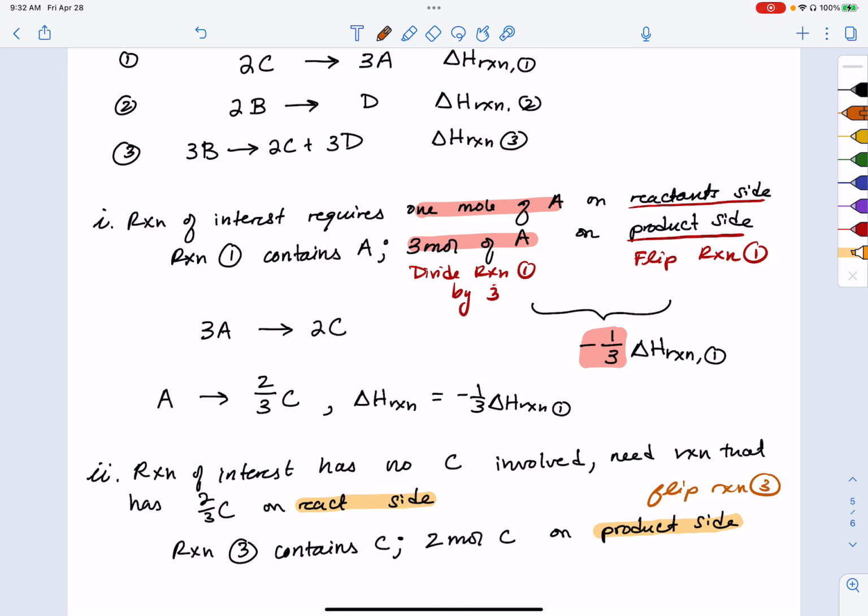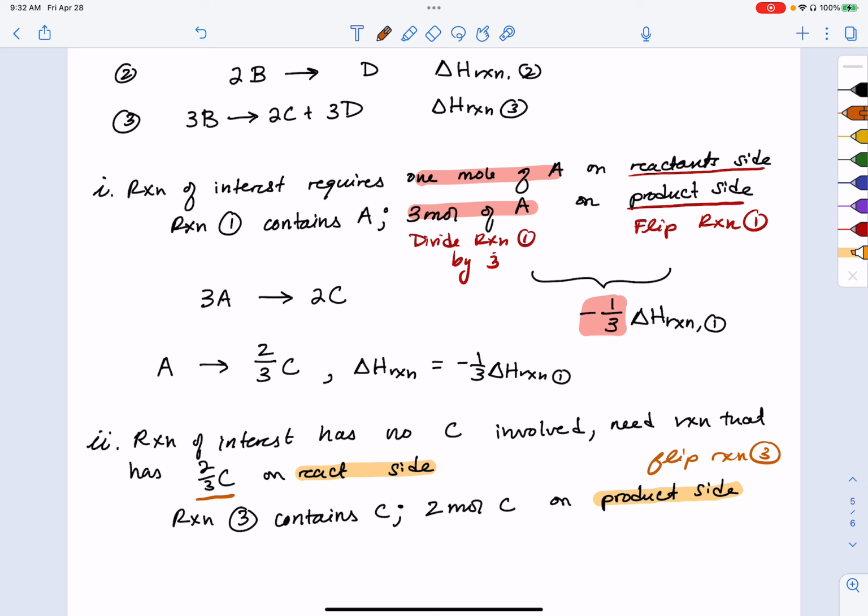And then I'm also going to need to fix my mole quantity of reaction 3 because I have 2/3 moles C, and I need to cancel this out. So I need to divide my 2 moles of C by 3 so I get 2/3. So divide reaction 3 by 3.